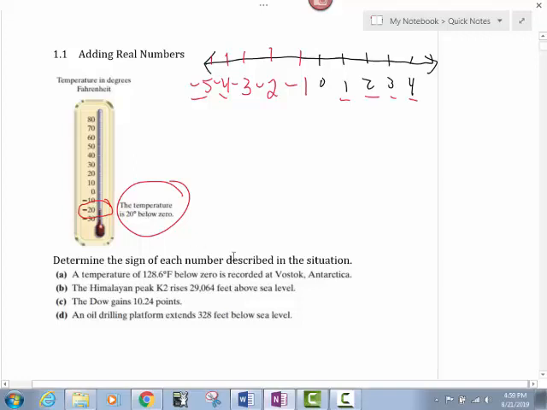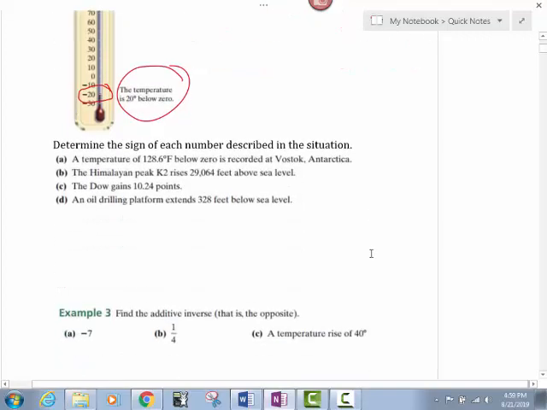So let's look at the first 4 problems we have here and see if we can't figure these things out. It says, determine the sign of each number described in the situation. A temperature of 128.6 degrees Fahrenheit below zero is recorded in Vostok, Antarctica. Okay, so for this one, since it's below zero, we would say that's going to be a negative 128.6 degrees Fahrenheit.